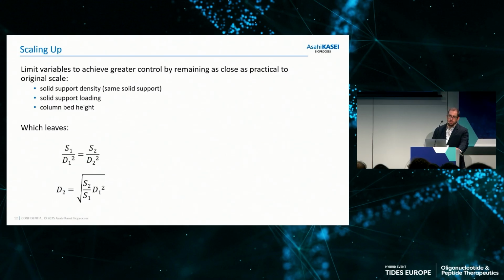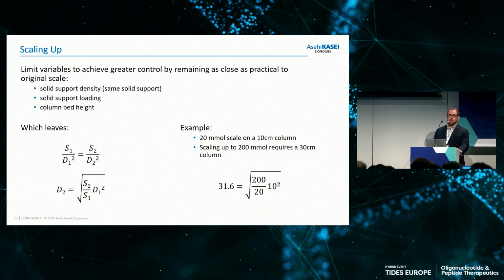So at a given linear velocity, our bed height represents the residence time or contact time that our product's going to spend in the column, or that our coupling will happen in the column. And so we want to keep that as consistent as possible as well. And that leaves us with our scale and our column diameter. So if we rearrange those relationships, we can come up with a way to determine the ideal column diameter at a new scale. So for example, let's say that we've got a 20 millimole process that's operating on a 10 centimeter column. If we want to scale it up 10 times to 200 millimole, we can see that it's recommended that we use a 31.6 centimeter column.